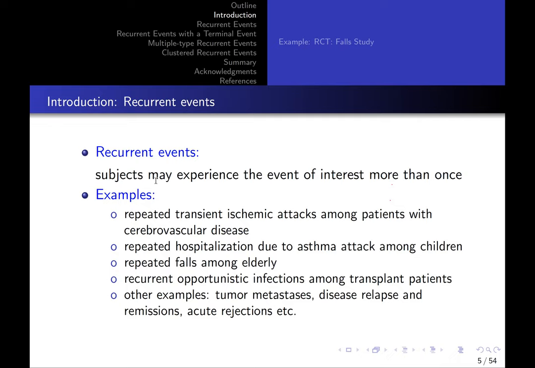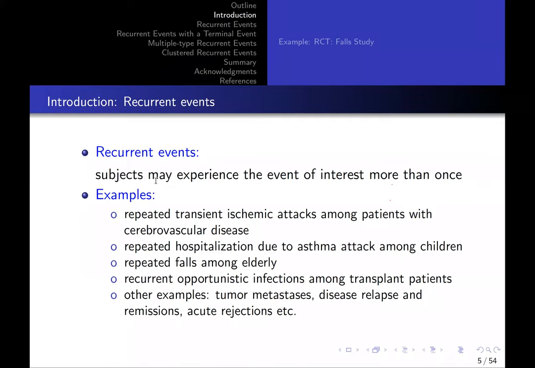So what are those? If our interest is not just time to an event, or time to the first event, but we have the subject's experience of more than one event repeatedly, then that is of interest, and that produces recurrent events. Subjects may experience such events in many scenarios. Examples would be repeated transient ischemic attacks among people, repeated hospitalization due to asthma attacks, or repeated falls.